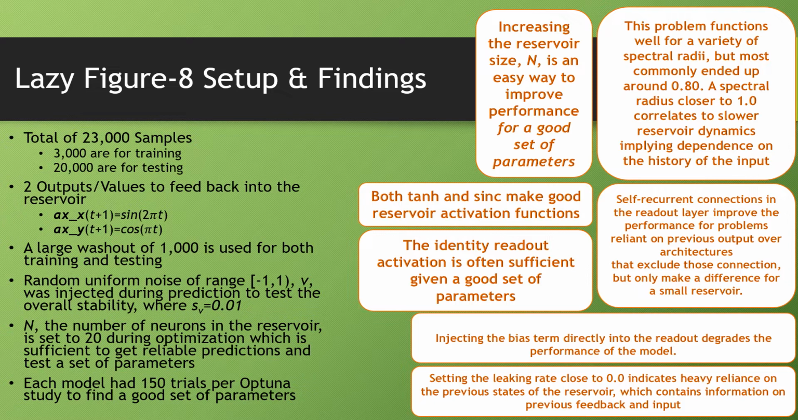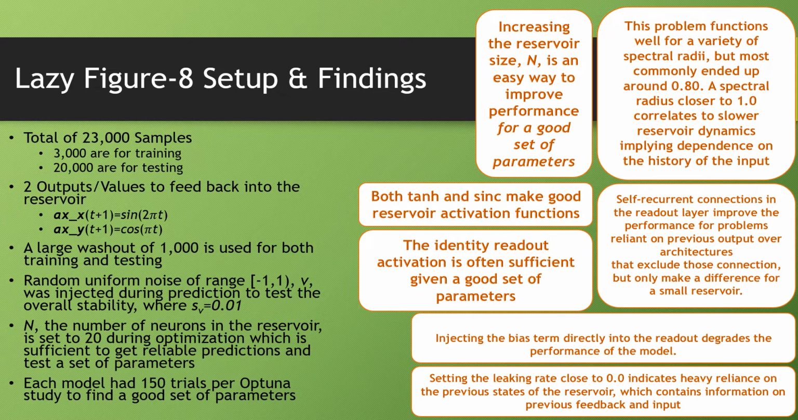In here also, increasing the reservoir size n is an easy way to improve performance for a good set of parameters. Both tangent hyperbolic and sine C make good reservoir activation functions. The identity readout activation is often sufficient given a good set of parameters.